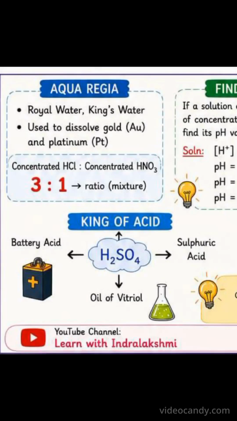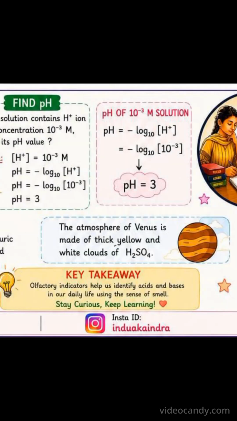Next is the king of acids. What is the king of acids is a simple question. H₂SO₄, that is sulphuric acid, is known as the king of acids. It is also known as battery acid and oil of vitriol. The fun fact about H₂SO₄ is that the atmosphere of the planet Venus is made of thick yellow and white clouds of H₂SO₄.